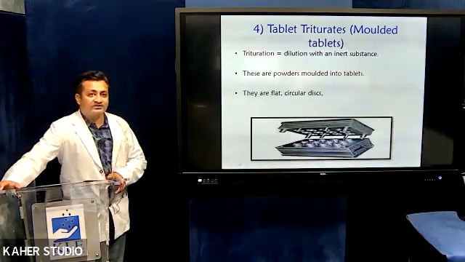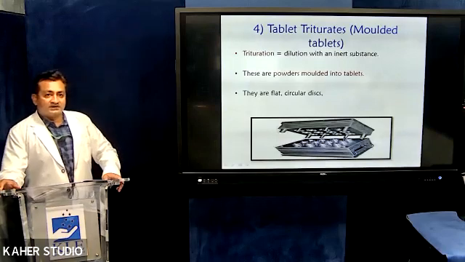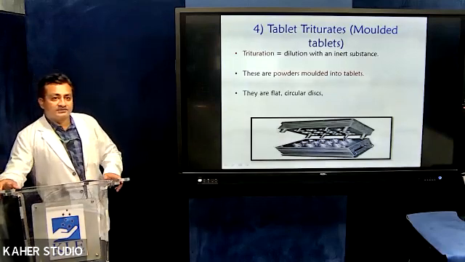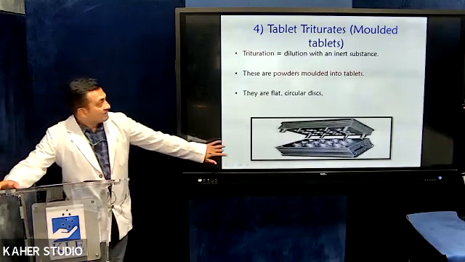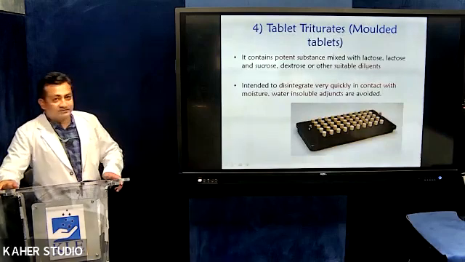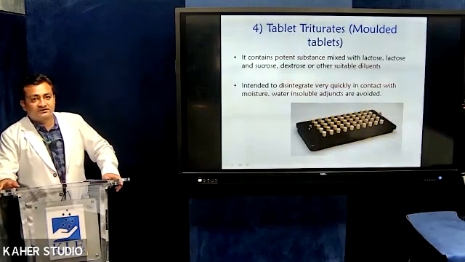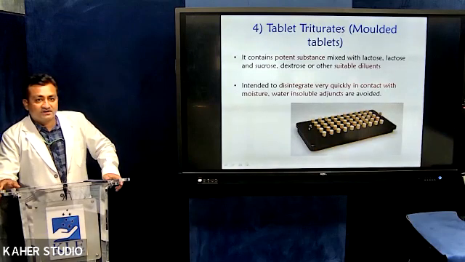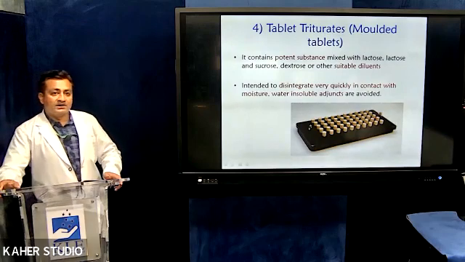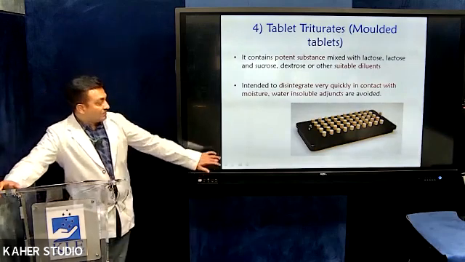The fourth one is tablet triturates. Trituration is nothing but dilution with an inert substance. These are powders molded into tablets, flat circular discs in shape, and they contain a potent substance mixed with lactose, sucrose, dextrose, and other suitable diluents, intended to disintegrate very quickly in contact with moisture, and water-insoluble adjuvants are avoided.